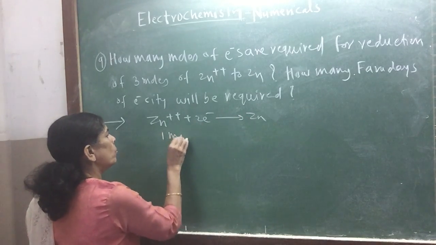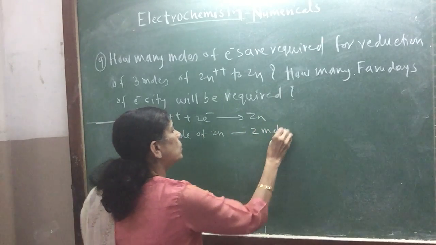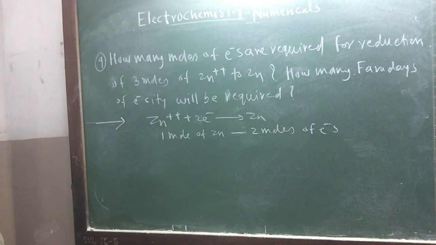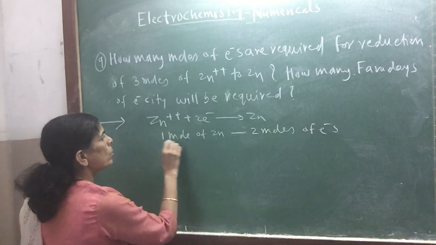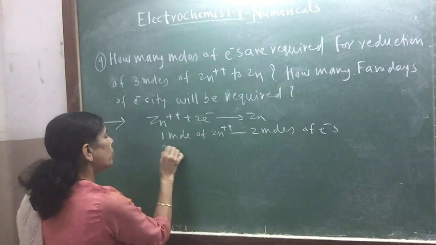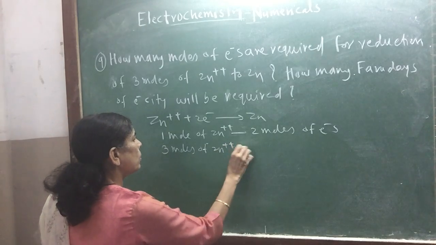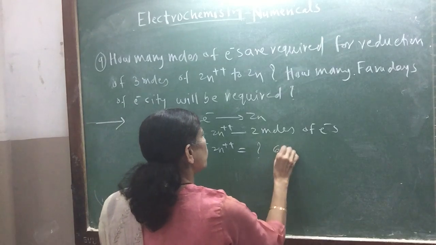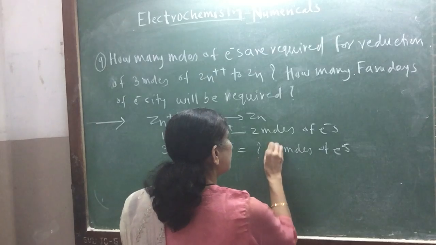For deposition of 1 mole of zinc needs 2 moles of electrons. So what is asked? How many moles of electrons are required for reduction of 3 moles of Zn2+ ions? For 1 mole of Zn2+ ions needs 2 moles of electrons. So if we have 3 moles of Zn2+ ions, how many moles of electrons are required? They are 6 moles of electrons. That is the first answer.